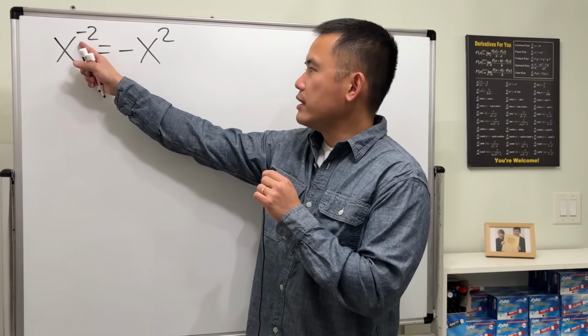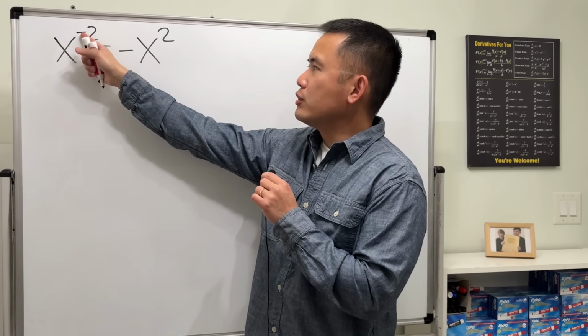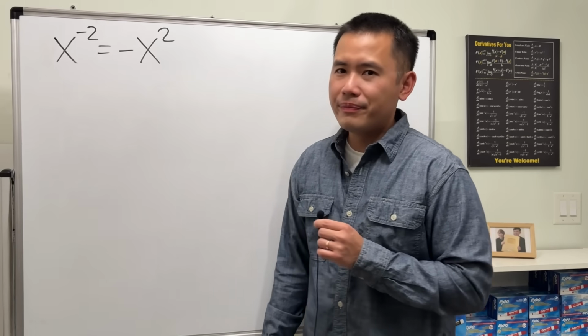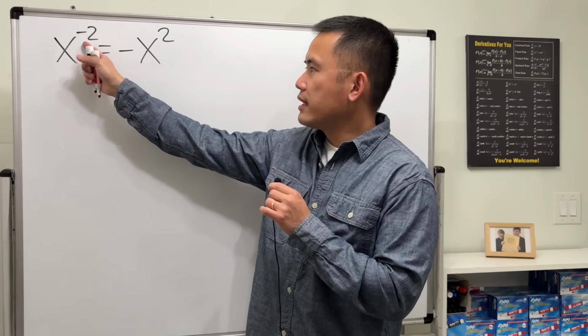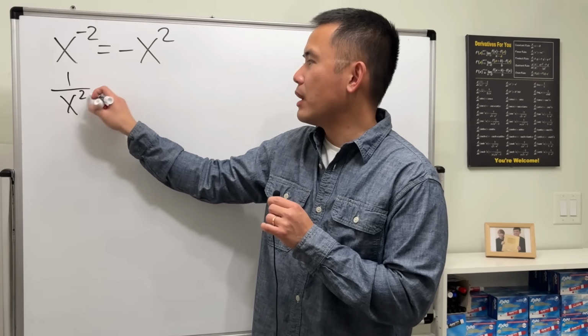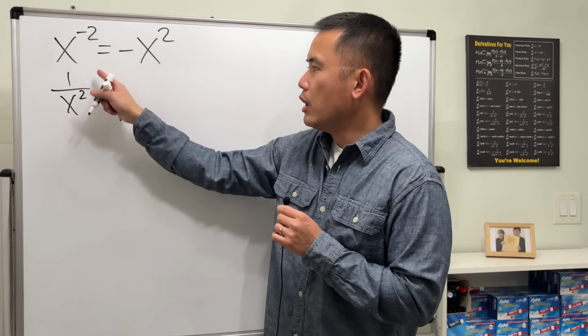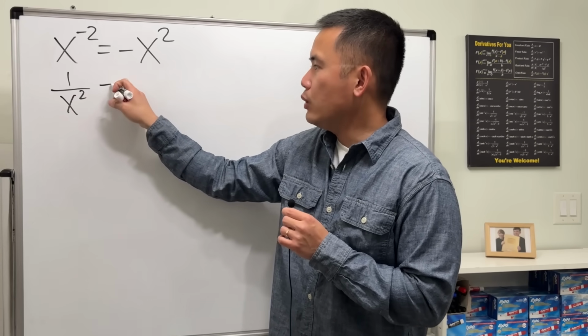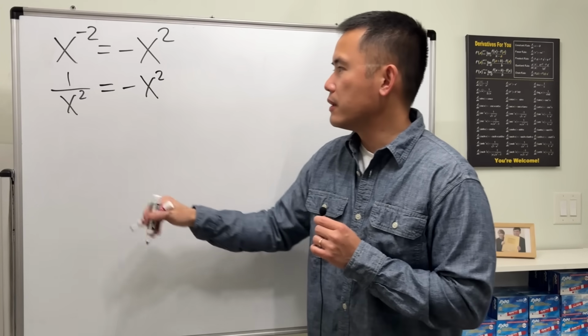Here we have x to the negative 2 is equal to negative x to the second power. It looks like we are just bringing the negative to here, right? That's not always true. Because when you have x to the negative 2, what you have to do is 1 over x to the second power. That's how you take care of the negative exponent. But now, we're just trying to make this equal to negative x squared.